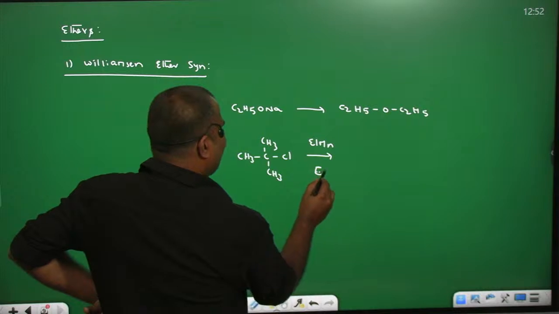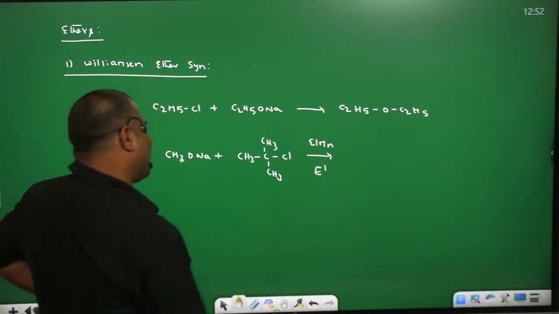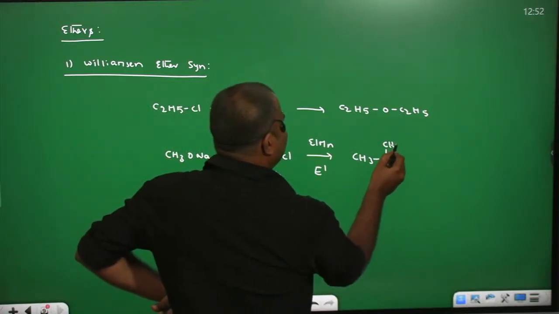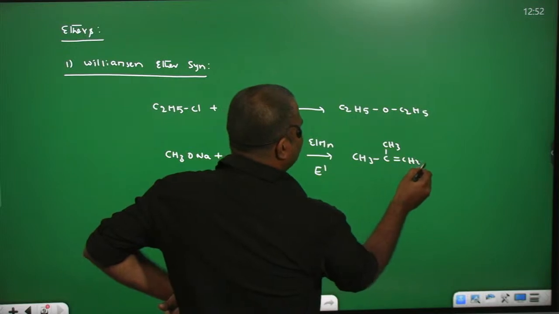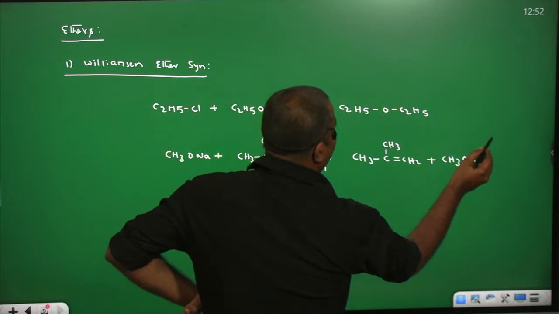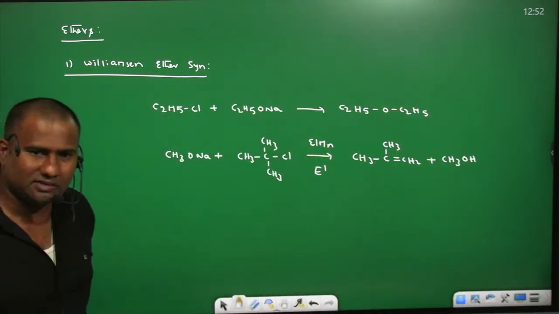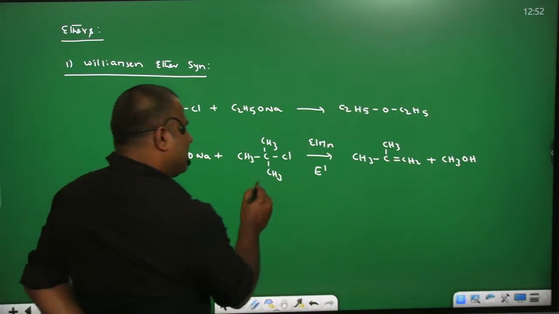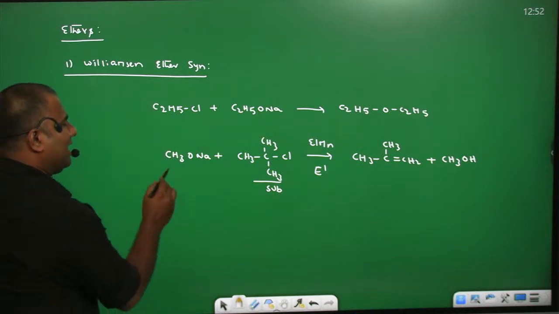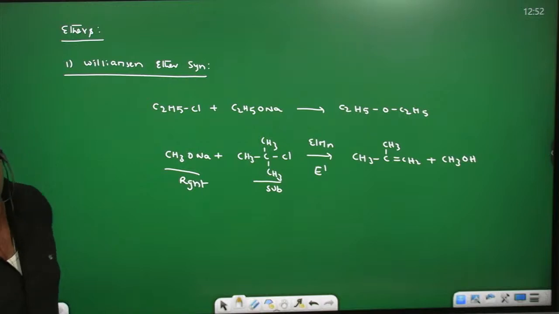Which elimination is favorable? E1 elimination is favorable. In such a case, what kind of reaction can you get? This brings (CH3)2C double bond CH2. You are not getting any substitution. You get methyl alcohol. Here, the alkyl halide is called the substrate, and this is called the reagent. The group which attacks the substrate is called the reagent.